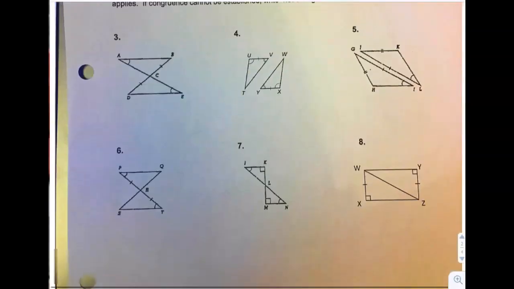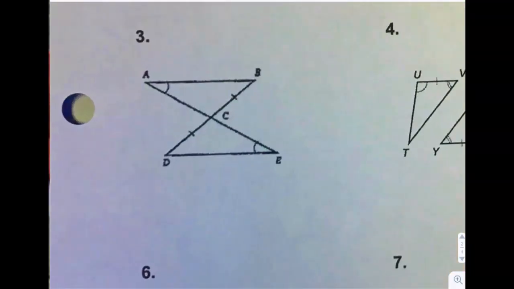And down here at the bottom, write a congruent statement and a reason. So let's see. Do I have enough information here? Well, I have vertical. And if I have vertical, then I have angle, angle, side. So yes, I'm good. So triangle ABC is congruent to triangle EDC because of angle, angle, side. That's what it's asking for.